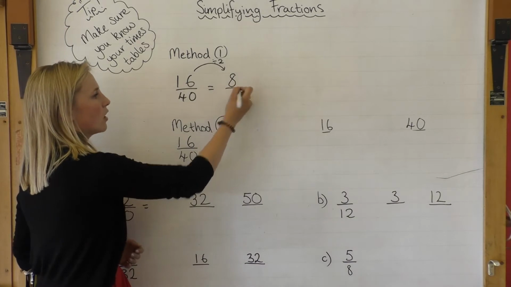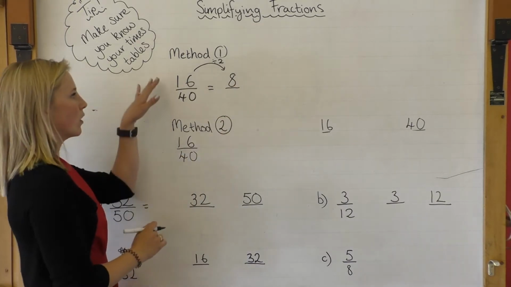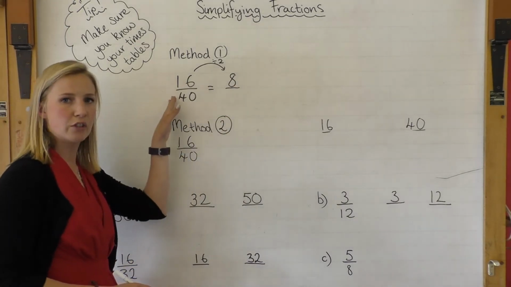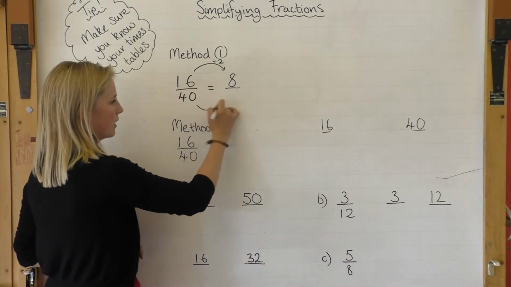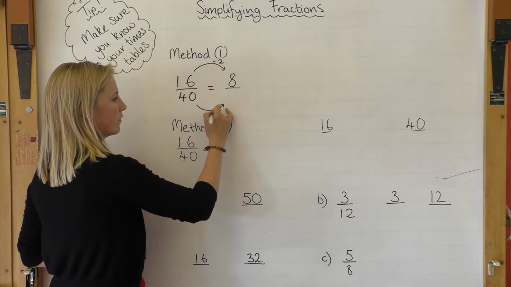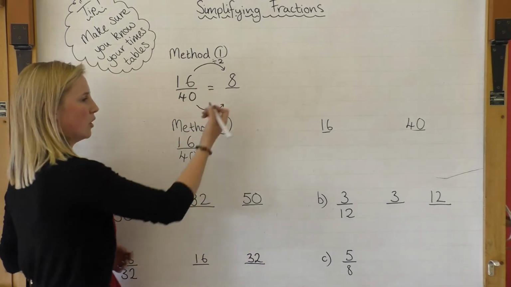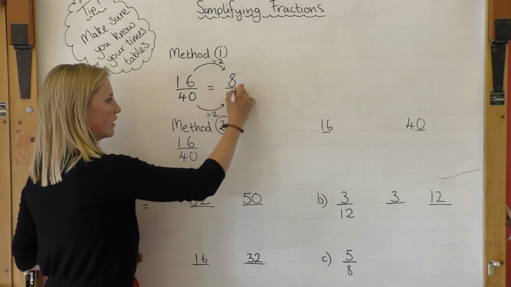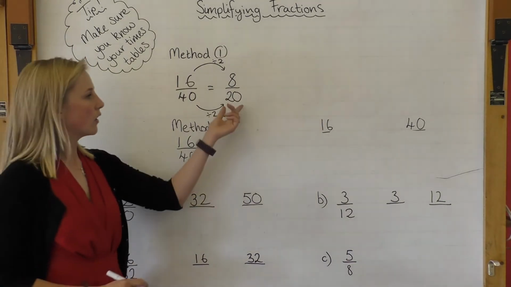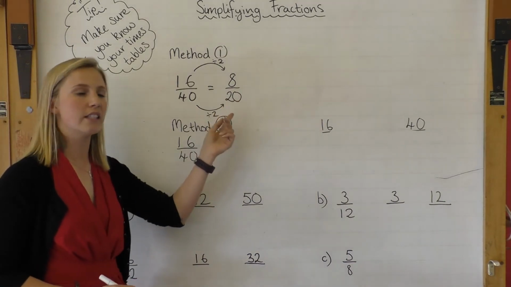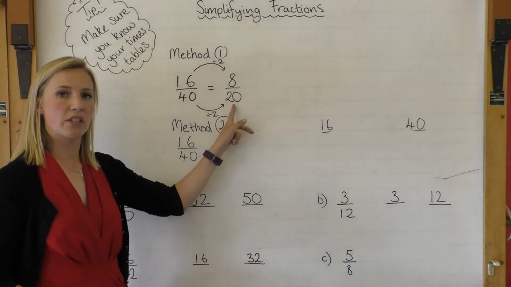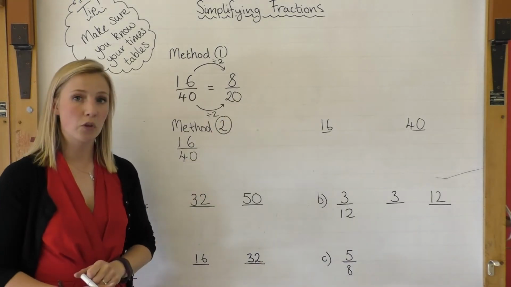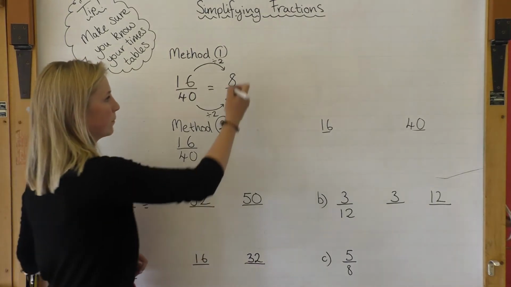And then, because with everything with fractions, what you do to your numerator, you have to do to the denominator, I'm going to then halve my denominator. 40 divided by 2, or halved, is 20. Looking at this fraction then, I can see that both the numerator and the denominator are both still even, meaning they can both be divided by 2.